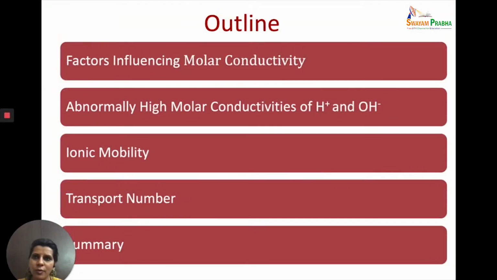Let's recall what we did in the previous lesson. In the previous lesson, we looked at the variation of molar conductivity with dilution for strong and weak electrolytes. We discussed two theories which are used to explain this variation: Debye-Huckel-Onsager theory and Arrhenius theory of electrolytic dissociation. We looked at two of the exceptions to Debye-Huckel-Onsager theory in the form of the Wien effect and the Debye-Falkenhagen effect.